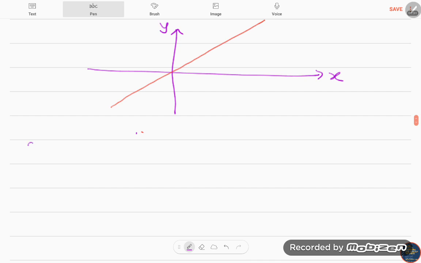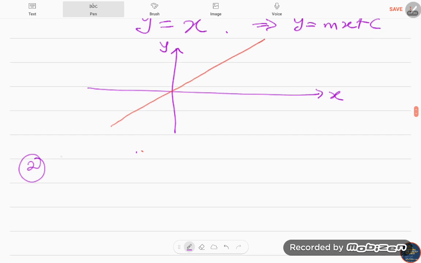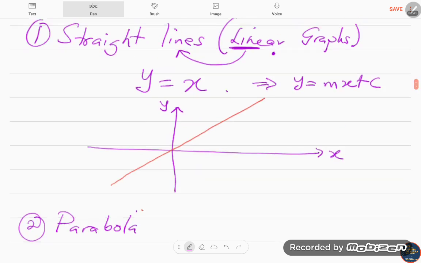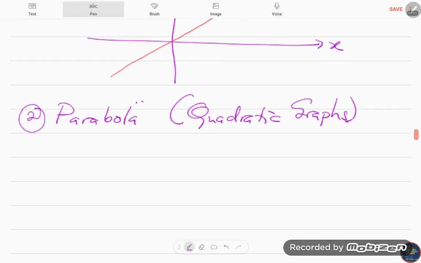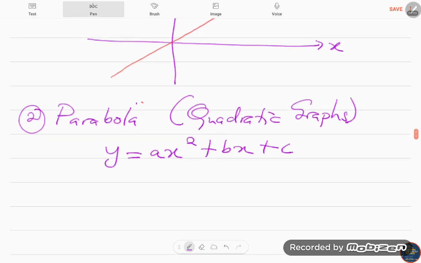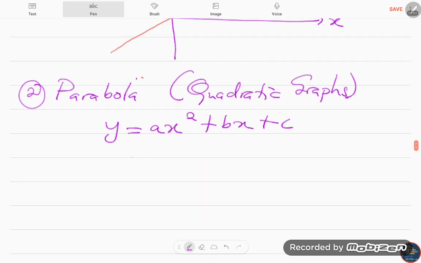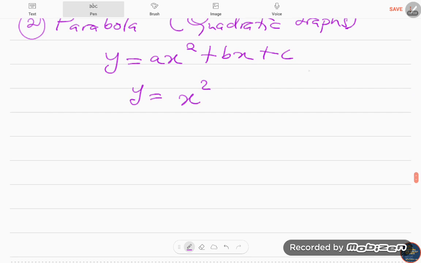We move on to the second one. We need to learn about the parabolas. Okay? These ones are also known as your quadratic graphs. Their format is such that y equals ax squared plus bx plus c. And this is the form in which we're used to seeing them. But the basic graph is y equals x squared, and that's the graph that we're going to draw here.